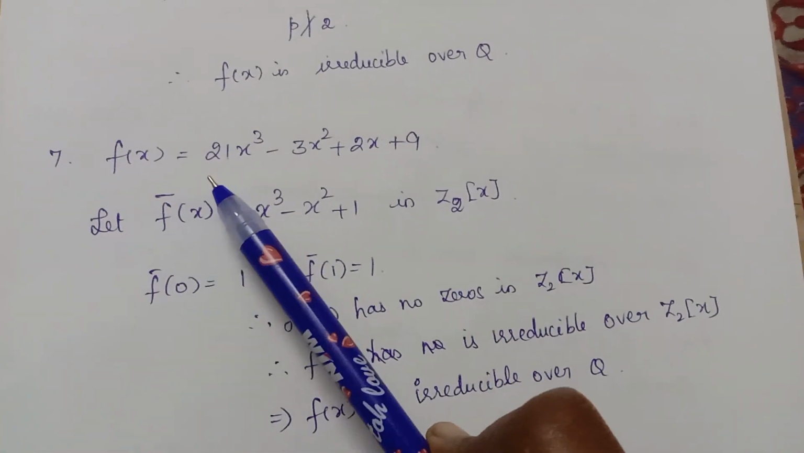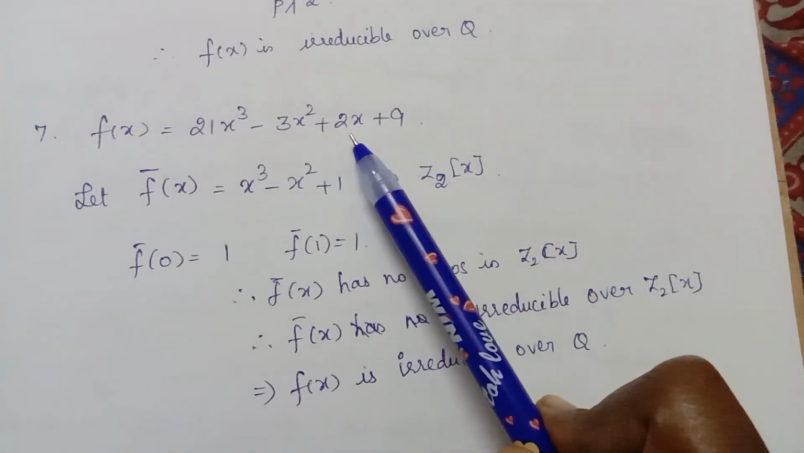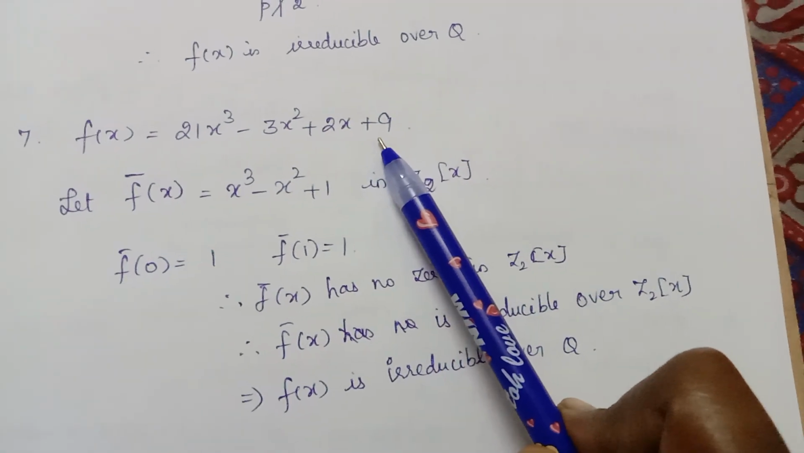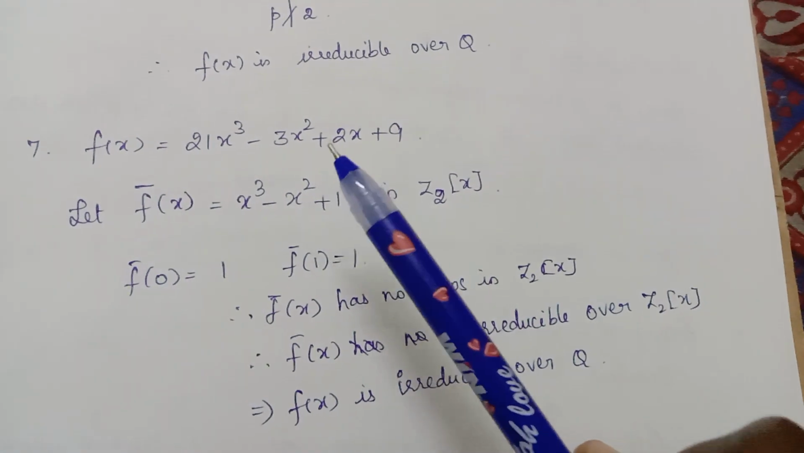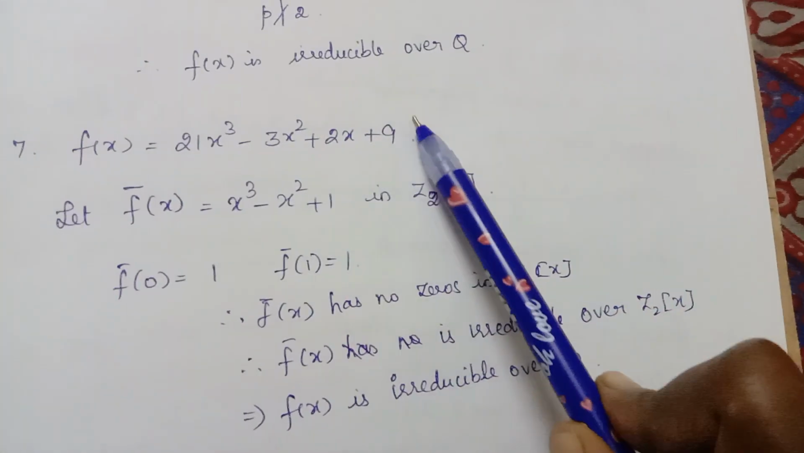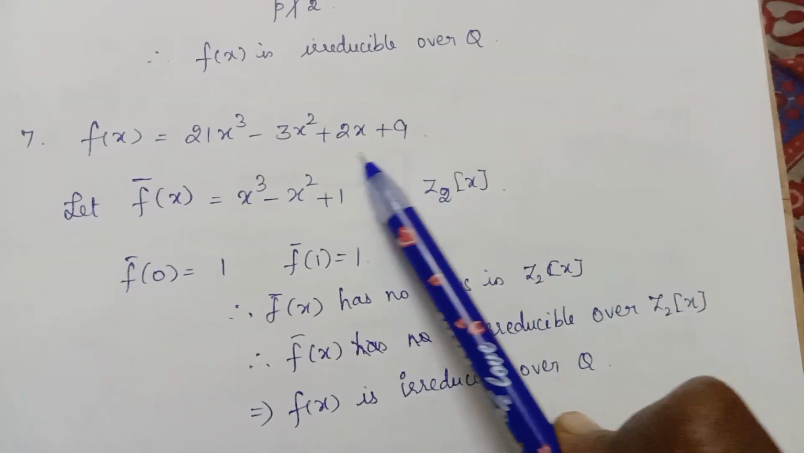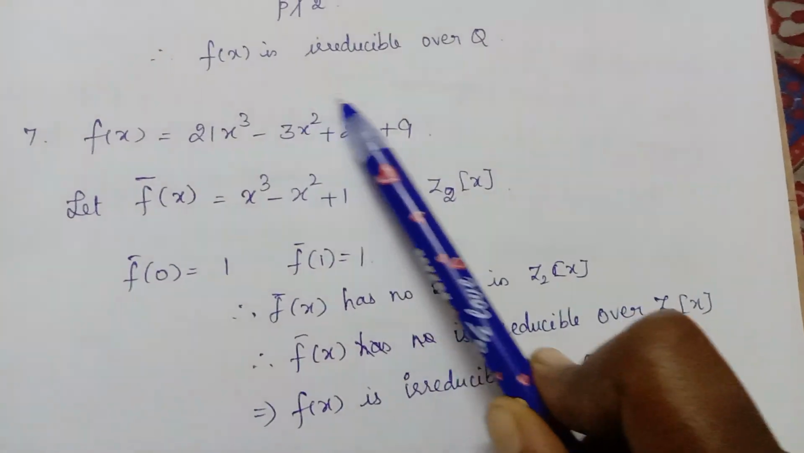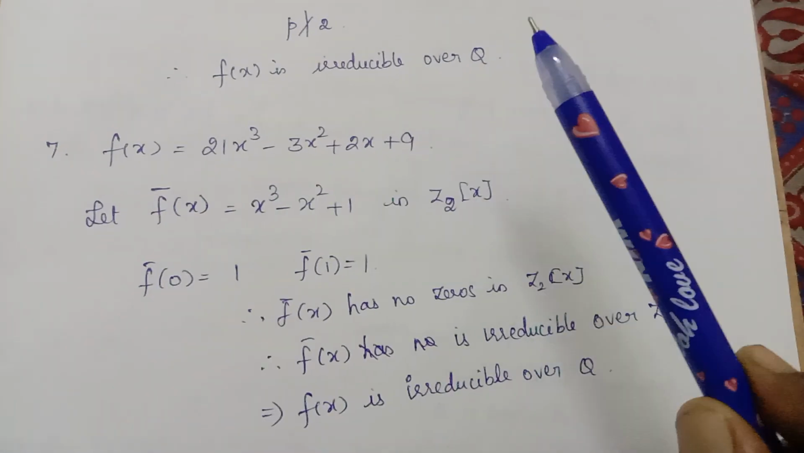Next one, f of x equal to 21x cube minus 3x square plus 2x plus 9. Here I cannot make use of Eisenstein's criterion, because I don't have any common divisor for the coefficients in this part, right? So Eisenstein's criterion cannot be used.